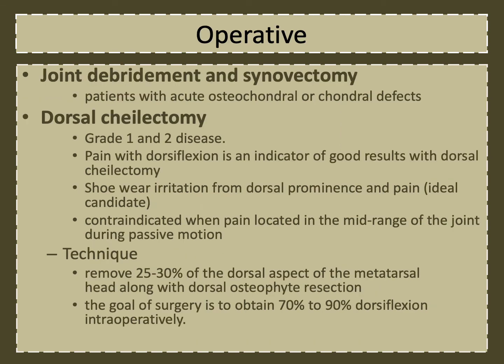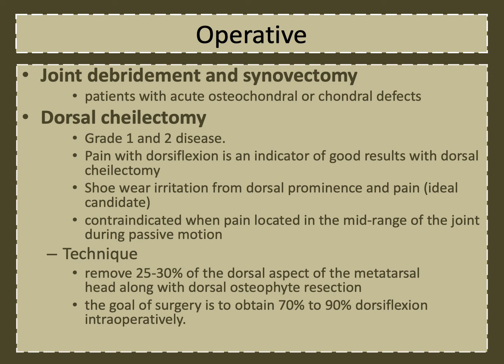Joint debridements and synovectomies can be helpful for patients with an osteochondral defect or really acute disease. Dorsal cheilectomy we really do for mild to moderate disease. And what a cheilectomy is, is just a resection of the dorsal osteophyte, and oftentimes even up to 25% of the top of the joint, because that is the part that is most severely affected with these diseases. The problem with this, of course, is you're not really changing the overall course of the disease, and you're certainly not treating the entire joint. And so it is possible that after you're done here, people might still have pain.